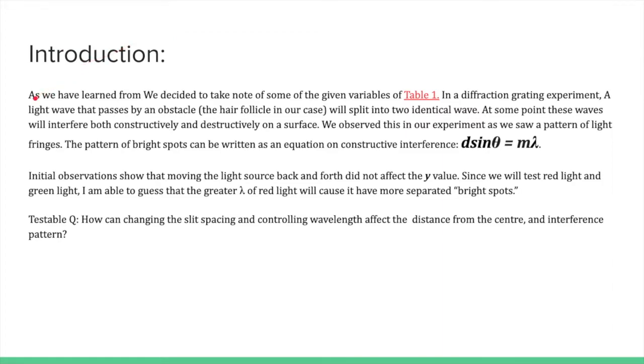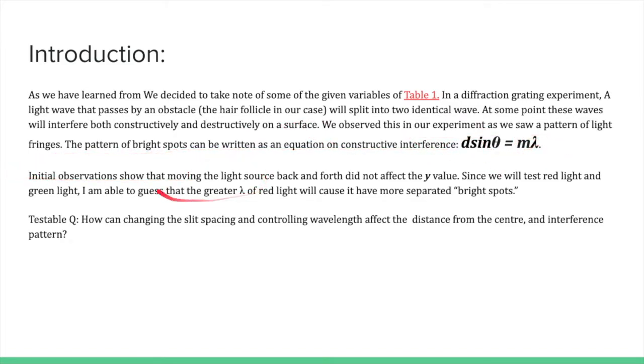Introduction. As we've learned from just having physics so far, we decided to take note of some of the given variables of Table 1. In a diffraction grating experiment, a light wave that passes by an obstacle, so a hair follicle in one of our cases, will be split into two identical waves. At some point, they'll interfere both constructively and destructively, and you can find this from the equation over here.